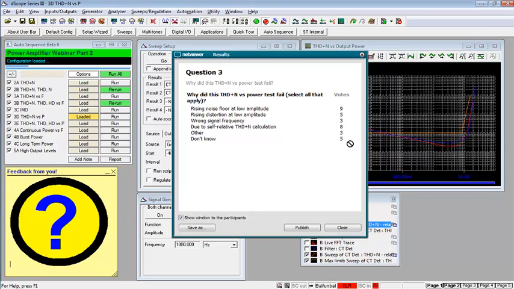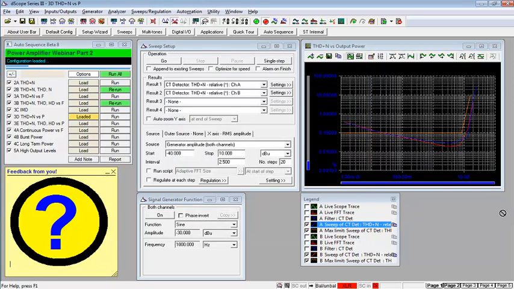That was one of the possible options. Some of you think it was due to rising distortion. Some of you think I had the wrong signal frequency. Interestingly, 8 of you think that this is down to the way that the THD plus N calculation is actually performed. Well, let me do a bit more detailed analysis, and hopefully we'll find out which of you were right in that particular survey.